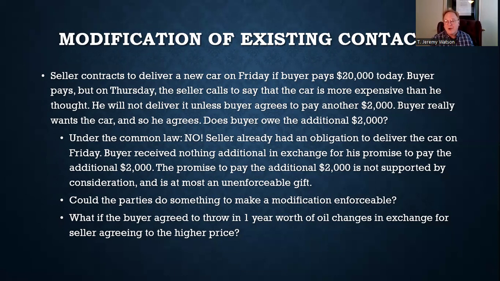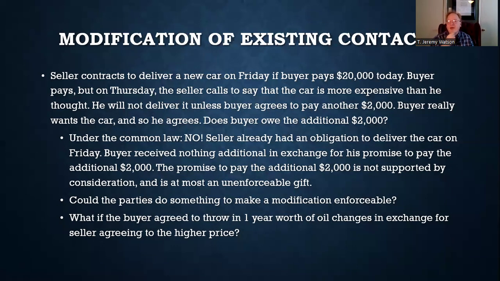So the buyer could say, okay, I promise to pay the extra $2,000. And then they go get the car and they say, you know what? I'm not paying the extra $2,000. Bye. If the seller tries to sue for the extra $2,000 and say, well, you agreed to pay an extra $2,000, remember, you could say, sorry, that agreement to pay the extra $2,000 wasn't supported by independent consideration.